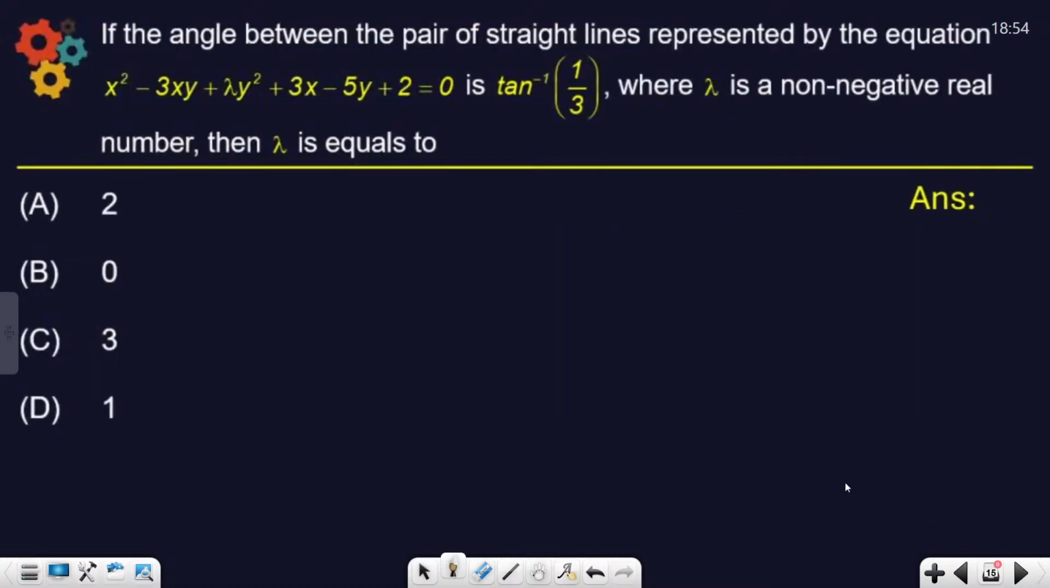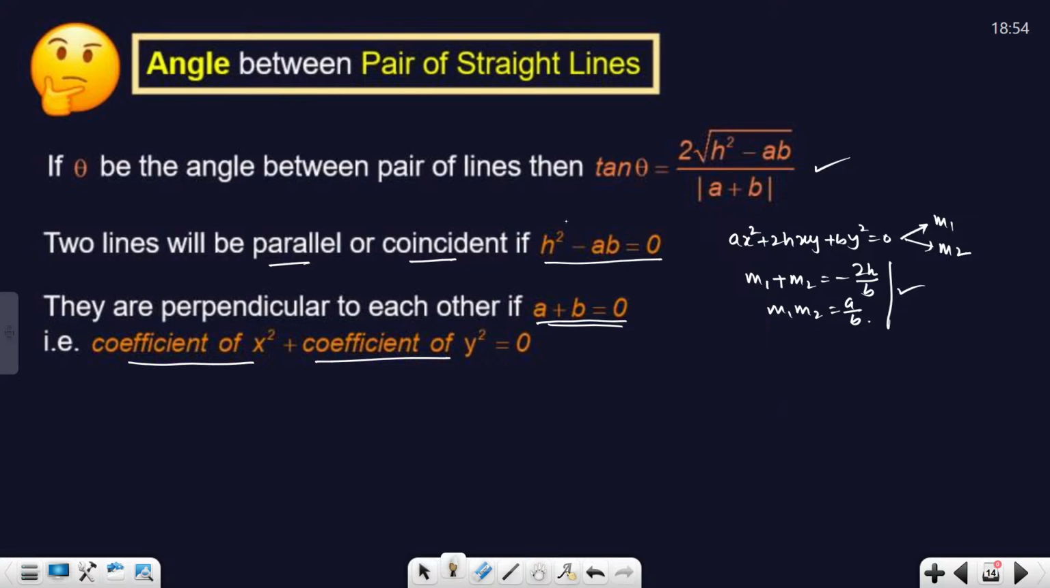Now see this question. The question is, if the angle between the pair of lines represented by this equation. Now, let me tell you one more thing. If you observe, you will find that the angle between the two lines of a homogeneous second degree equation, which we have described, is 2 root over h square minus ab by mod of a plus b. Now, since it does not have any involvement of g, f, and c.